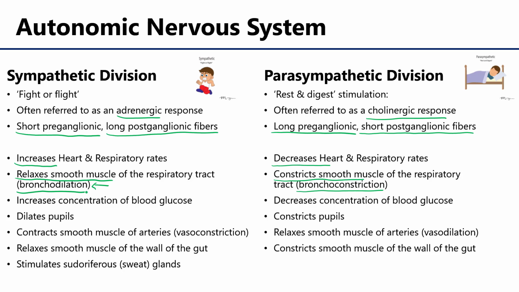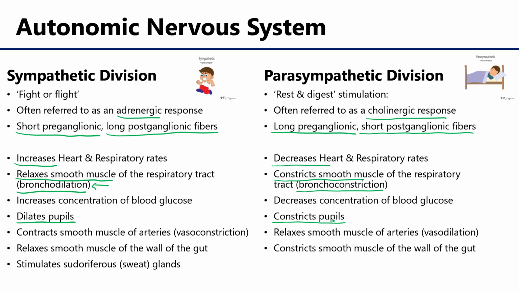The sympathetic division is going to dilate the pupils so as to let more light in, so it innervates the dilator pupillae muscles, which are intraocular muscles, whereas the parasympathetic division constricts the pupils because it innervates the constrictor pupillae muscles.